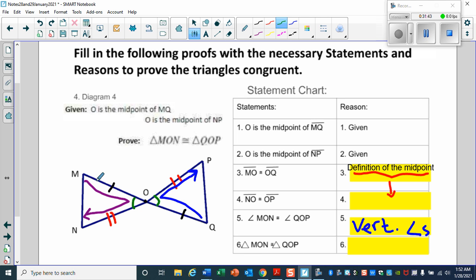Those two triangles, MON and QOP, are congruent because of side, angle, side. There's your side, there's the angle, there's the side, and vice versa. Side, angle, side. So SAS, SAS.